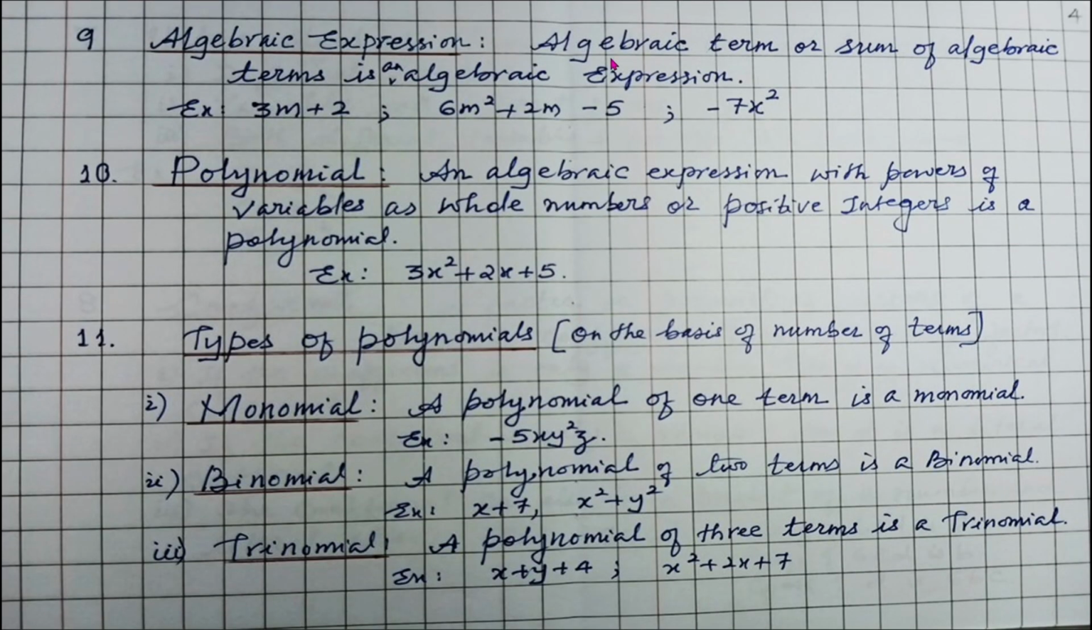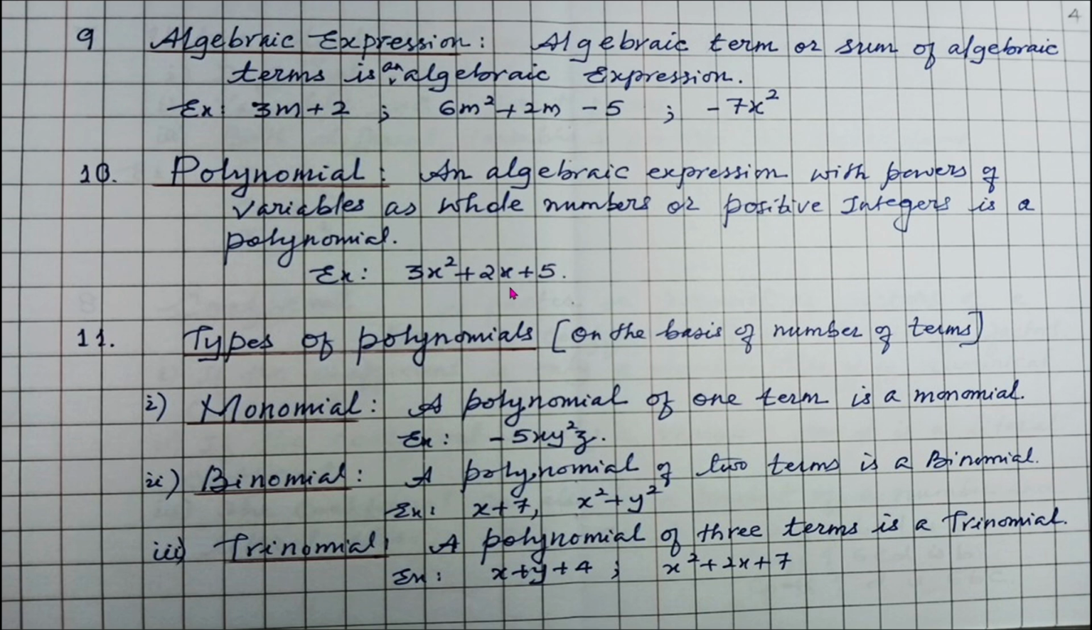Now algebraic expression. An algebraic term or sum of algebraic terms is an algebraic expression. Now if you look here, 3m is an algebraic term, 2 is also an algebraic term. I have added 3m with 2 with a plus sign, and this becomes an algebraic expression. Here also we have three algebraic terms, and we have taken an algebraic sum of all these three terms. That becomes an algebraic expression. This is also an algebraic expression, that is minus 7x square. So therefore an algebraic term or sum of algebraic terms is an algebraic expression. Now a polynomial, an algebraic expression with powers of variables as whole numbers or positive integers, is a polynomial.